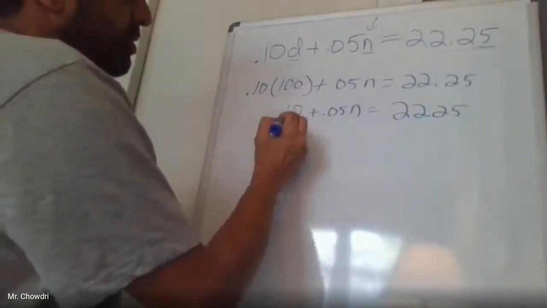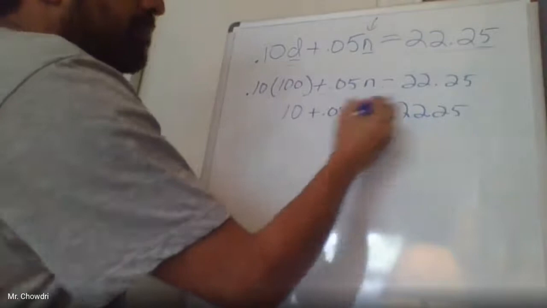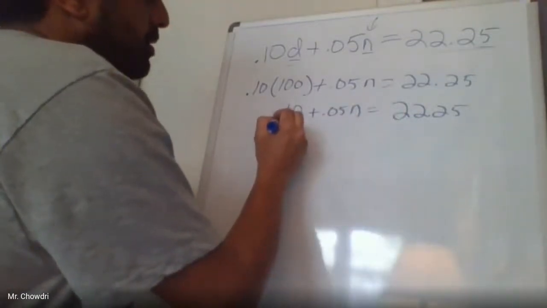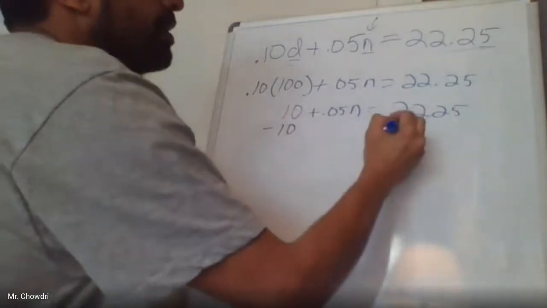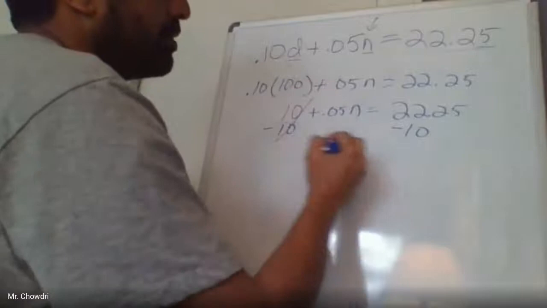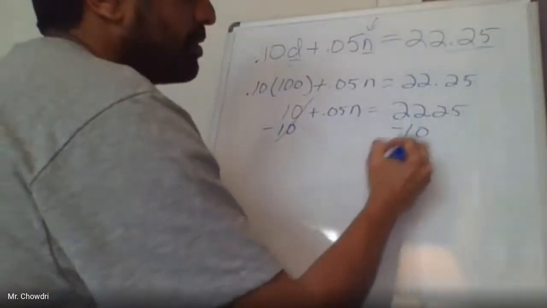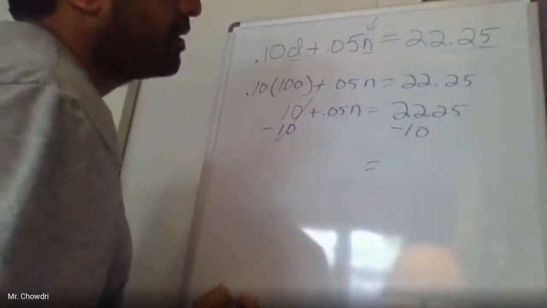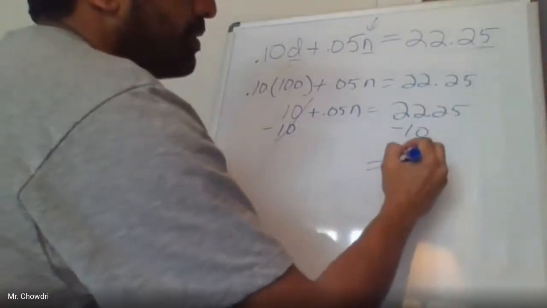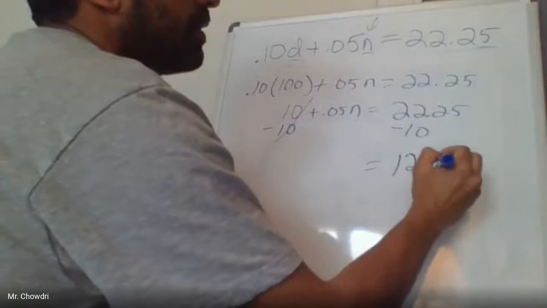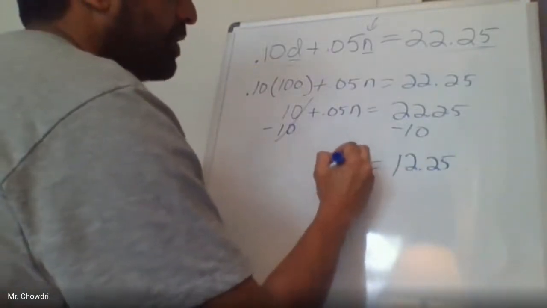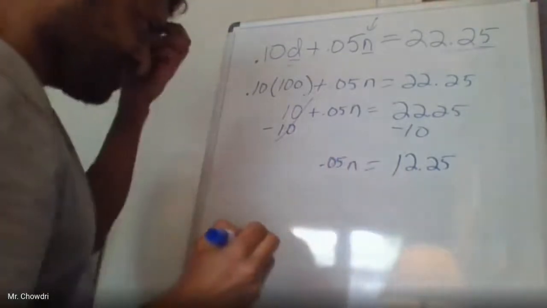Now, what I'm going to want to do is solve this for N, so get the N by itself. My first step is subtract 10 from this side, subtract 10 from that side. That gets rid of that. 10 minus 10, we all know, is 0. 22.25 minus 10 equals 12.25. And that is 0.05 nickels.